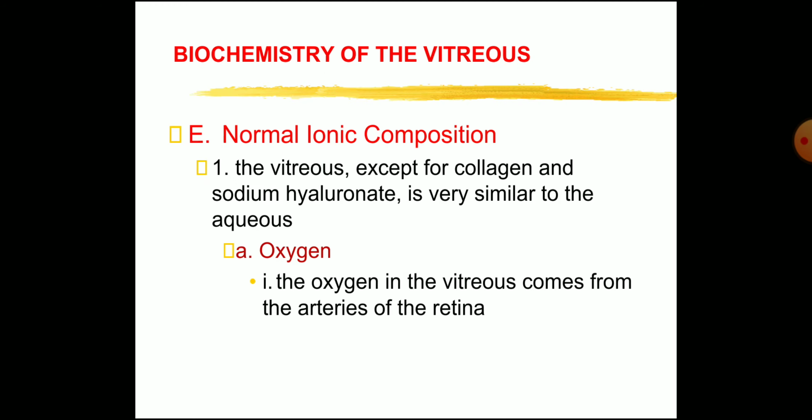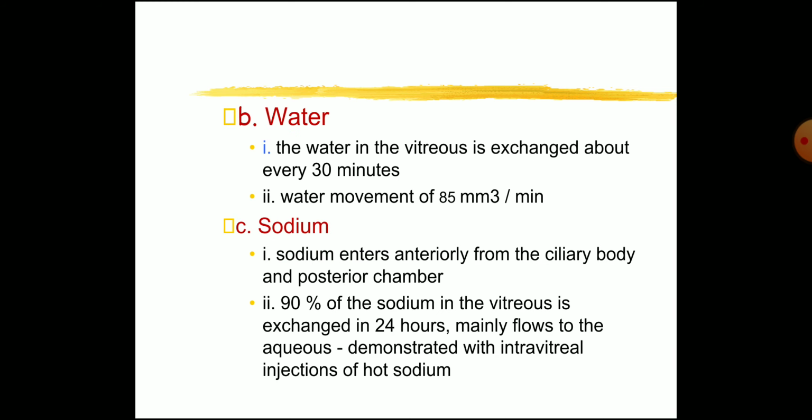Now the biochemistry of the vitreous, normal ionic composition. The vitreous, except for collagen and sodium hyaluronate, is very similar to the aqueous humor. First, oxygen: the oxygen in the vitreous comes from the arteries of the retina. Then water: the water in the vitreous is exchanged about every 30 minutes. Water movement is 85 cubic millimeters per minute.